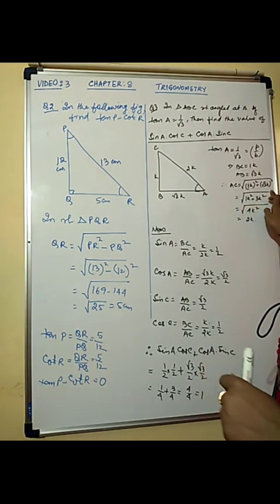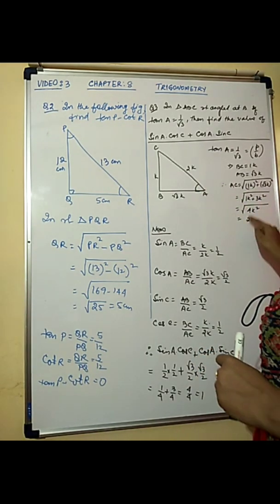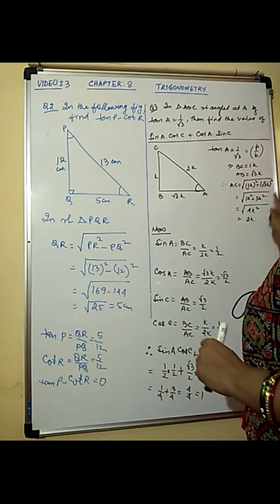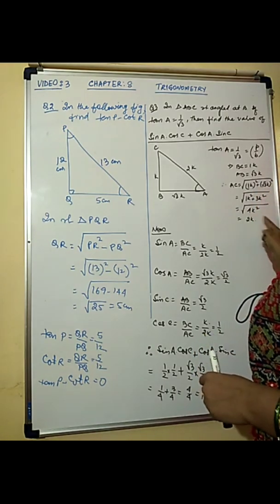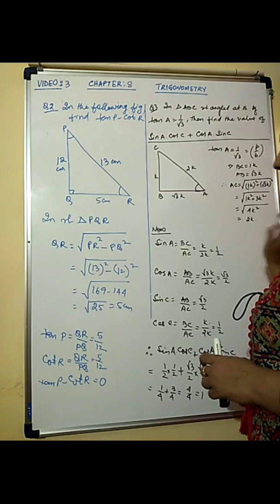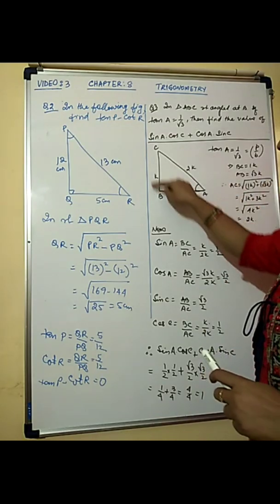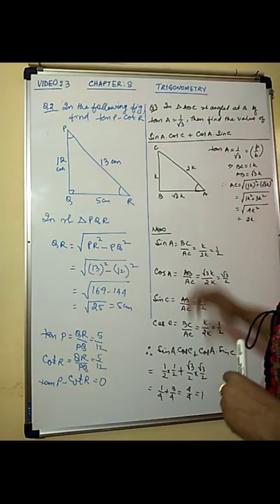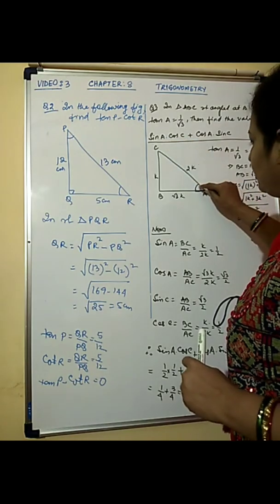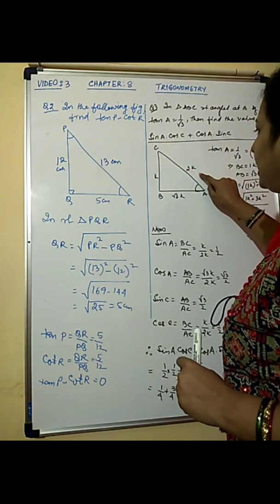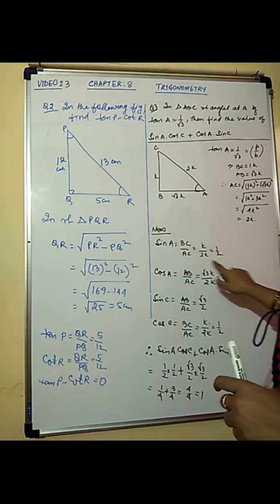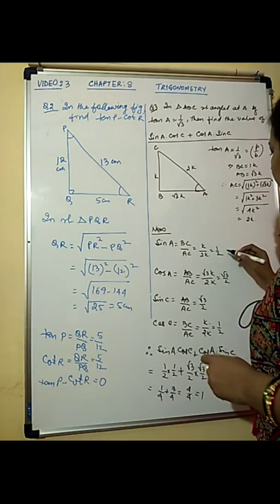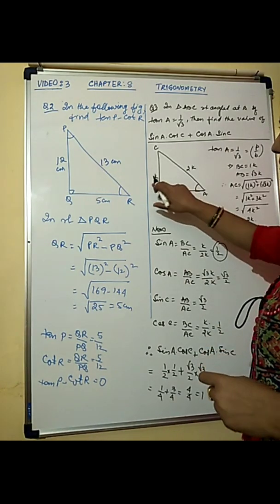So perpendicular square plus base square, and you will get 1k square plus root 3k whole square. This will give you 4k square, so the hypotenuse is equal to 2k. So now we have the measure of all three sides. What will sine A be equal to? Sine A is perpendicular by hypotenuse. So this is 1 by 2.